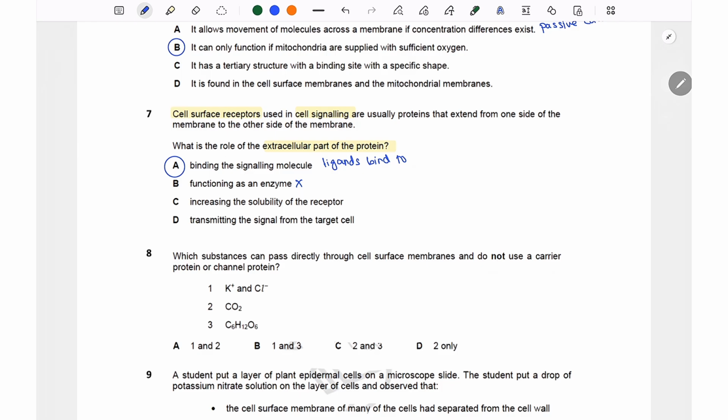Increasing the solubility in the receptor, although it has to be part hydrophobic to fit within the phospholipid bilayer, that is a structural property, so this is not our answer. Transmitting the signal from the target cell, it does transmit the signal, but not from the target cell. It transmits into the target cell.